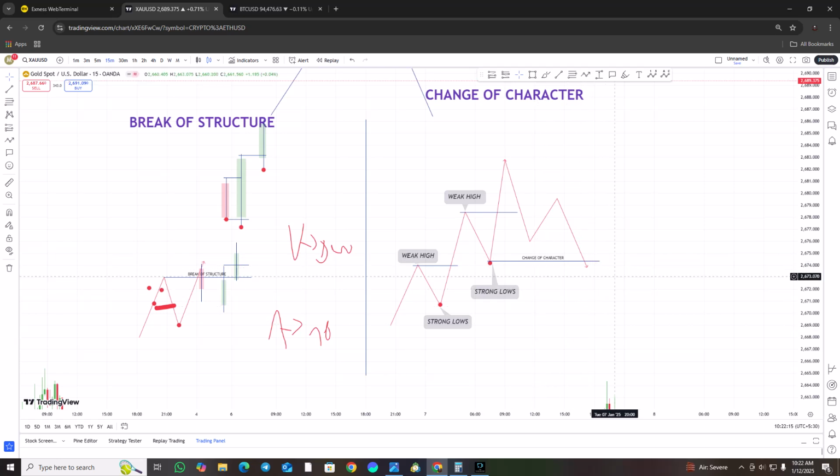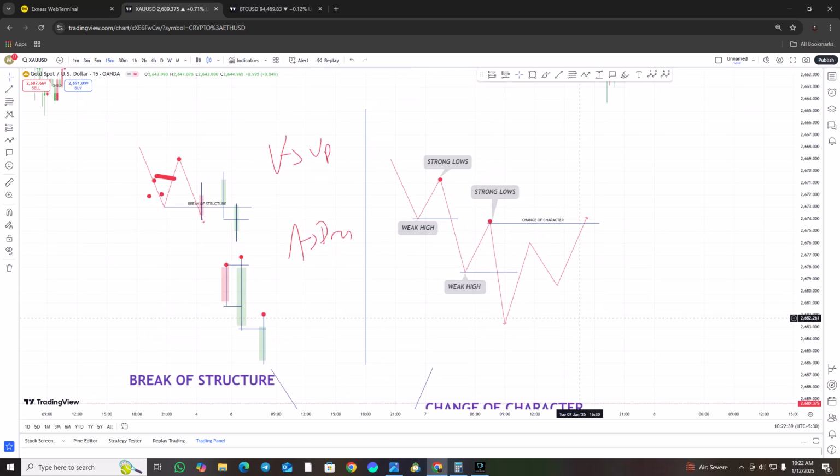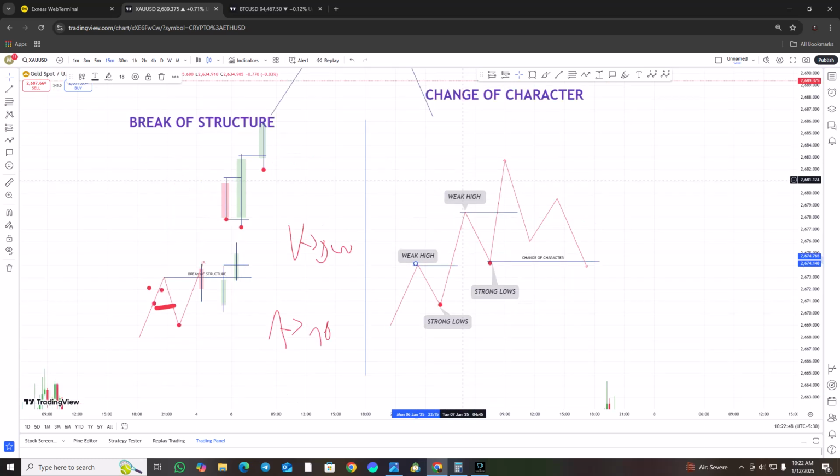Why is this called change of character? The market which was bullish until now suddenly has become bearish. There is a reason why the market has gone from bullish to bearish. We'll look into it in the upcoming classes, but you guys have to understand weak high and strong lows. When it comes to bearish momentum, it is also called change of character, but in place of weak high, it is going to be weak low and strong high. Nothing more than that.